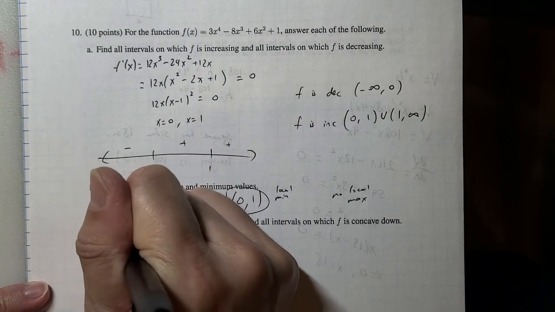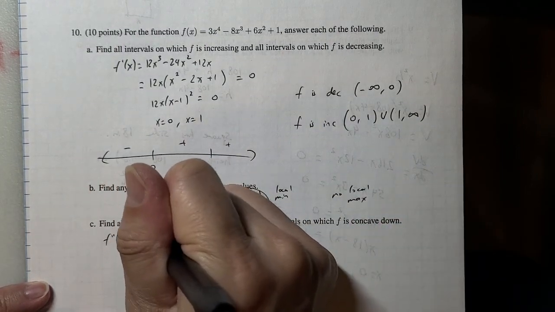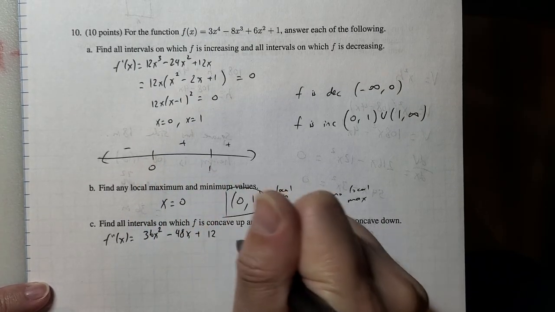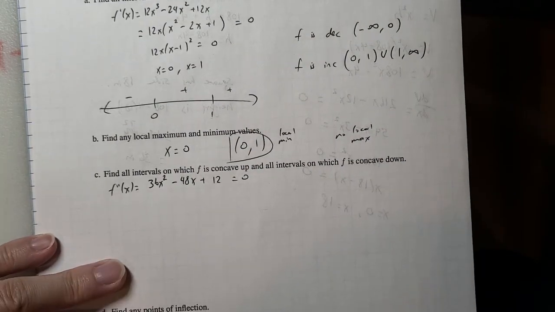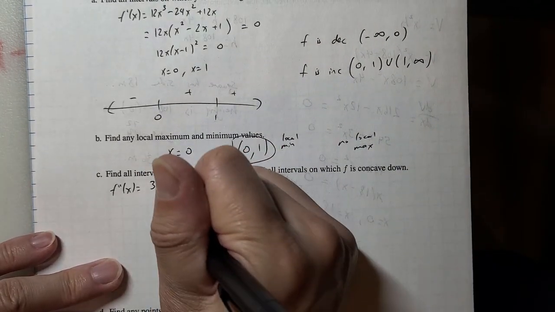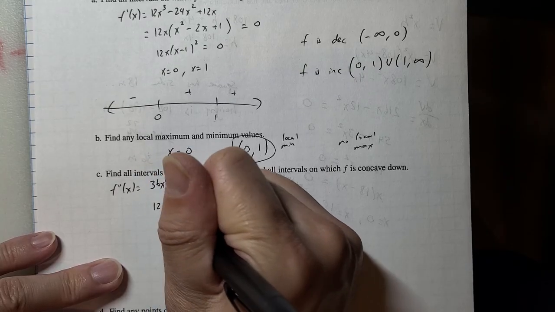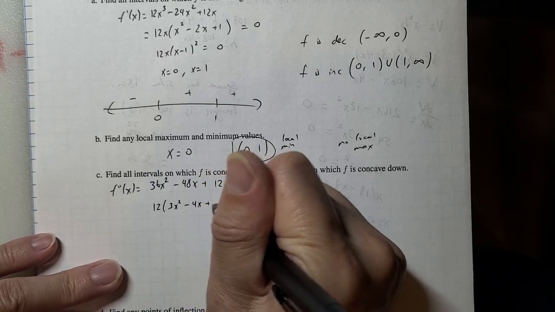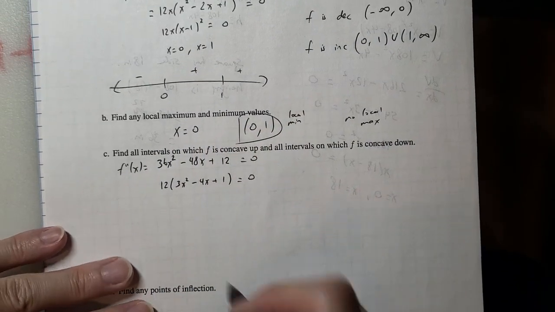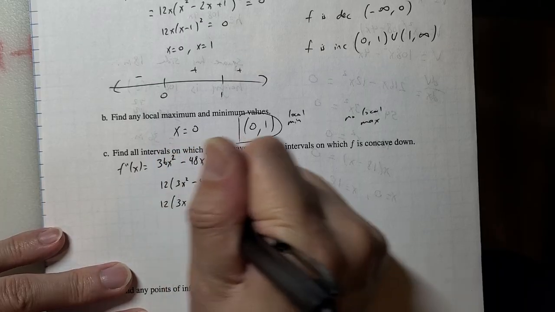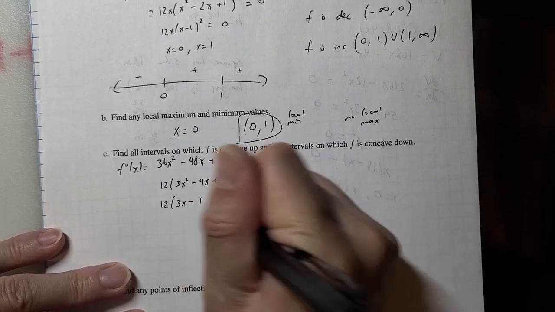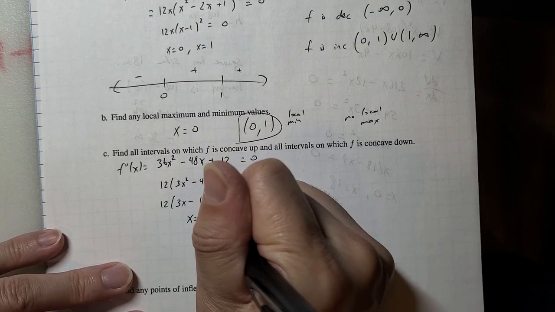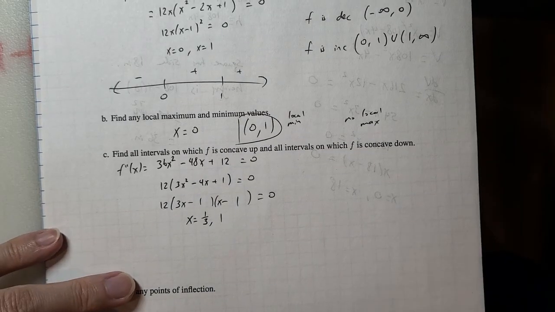F double prime would be, what's 12 times 3? That's 36x squared minus 48x plus 12. We set this equal to 0. We could factor out a 12. That would be 3x squared minus 4x plus 1 is equal to 0. We can factor the inside. So we have critical points at x is 1/3 and 1.